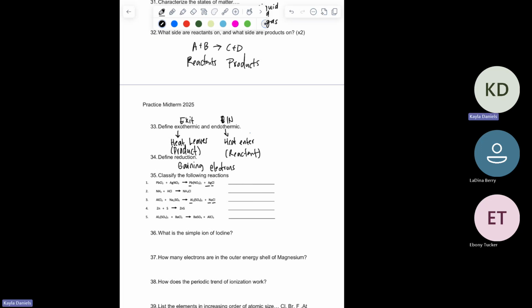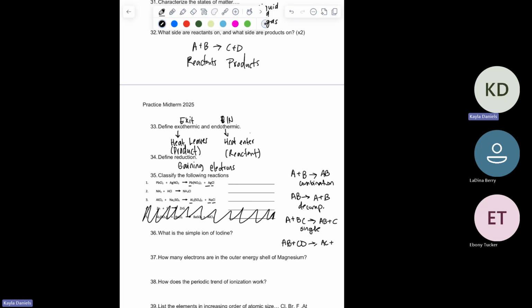All right, classify the following reactions. We're just going to do 2 of them. Just a reminder, when we have A plus B equals AB, they come together. This is called combination. When you have AB, then it turns back to A plus B, this is decomposition. When you have A plus BC yields AB plus C, this is single replacement, where you've got somebody single on both sides. And then when you have AB plus CD changes to AC plus BD, this is your double replacement.